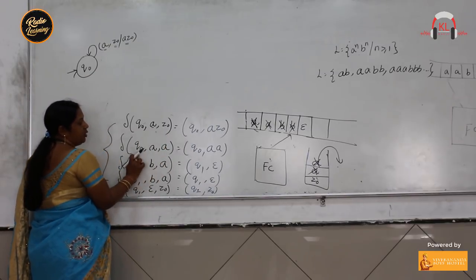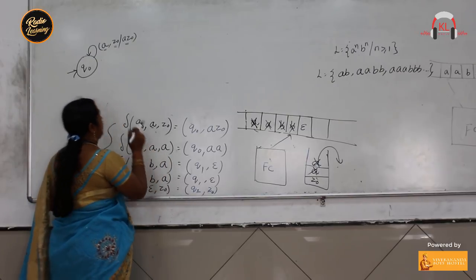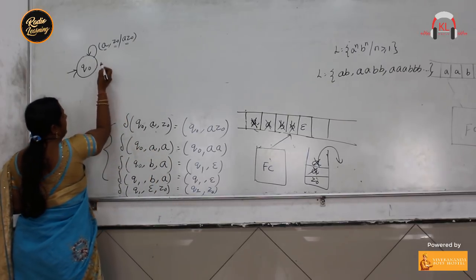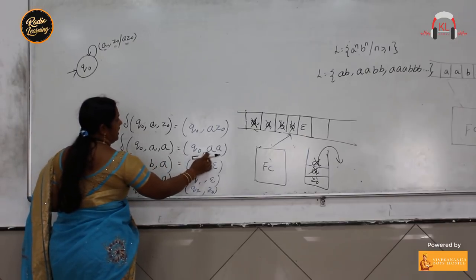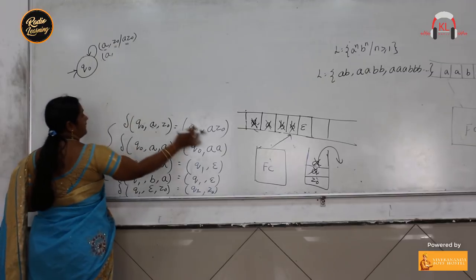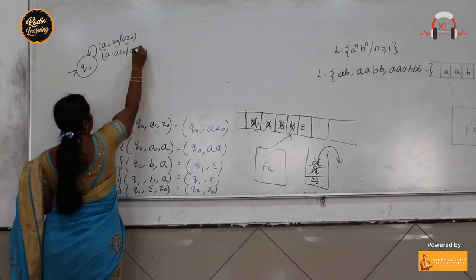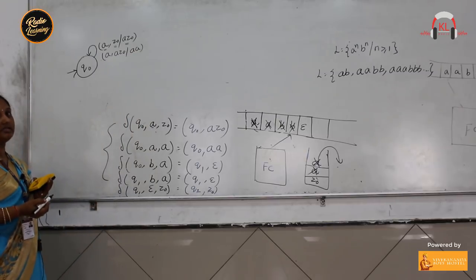Next, come here. Q naught, the top of the stack is A, and here the input is A. Now here, Q0, after reading A, I'm still here in Q0. That means the top of the stack here is AZ0. Then you're pushing A into the stack. This is what I did here.